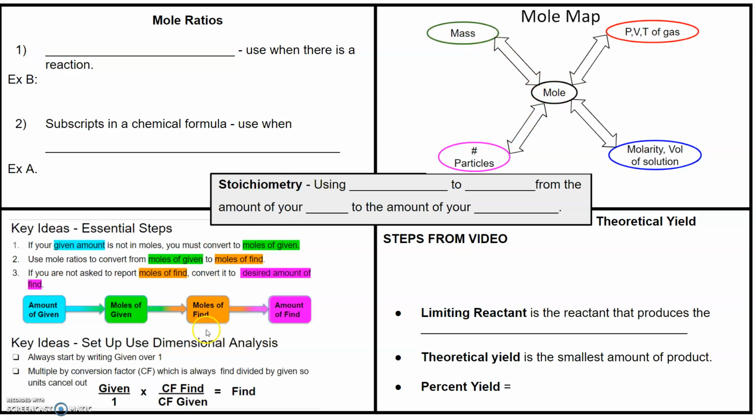Now, the reason why we did all that is because the key steps for a stoichiometry problem involve, first, if our given is an amount other than moles, we need to first convert it to moles, and we can do that using the mole map to help guide us. Once we have our given in moles, we want to convert from our moles of given to our moles of find, and for that we use the correct mole ratio. Finally, if we are asked to report our find in a unit other than moles, then we need to go back to our mole map and convert our moles of our find to whatever the desired units are.